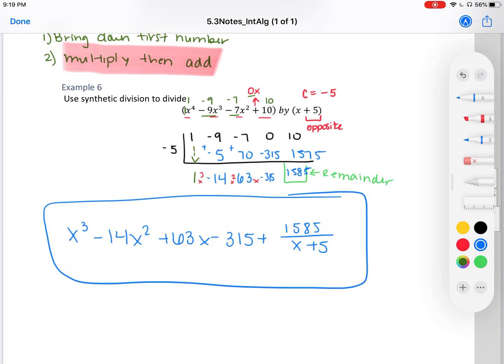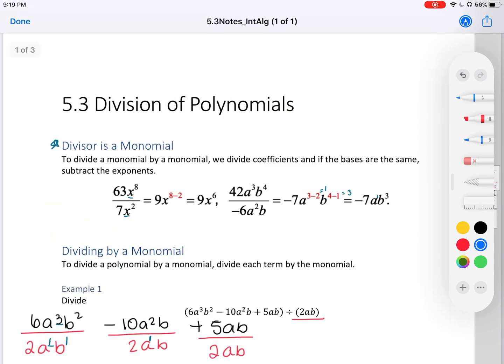Synthetic division is really helpful, and it plays a very important role in college algebra. That's it for 5.3, division of polynomials. Thank you.